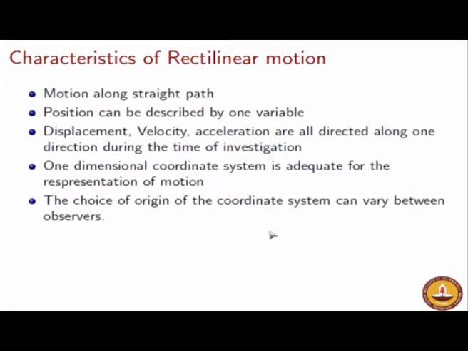As we elucidated and emphasized, the choice of origin of the coordinate system can vary between observers and between analysts. Every analyst can choose a different origin, but as we have just seen, this choice of origin will affect the numerical values of the position that he or she reports, but it will not affect the distance between two fixed time instants, and that is all that we need in determining velocity and acceleration for downstream calculation.